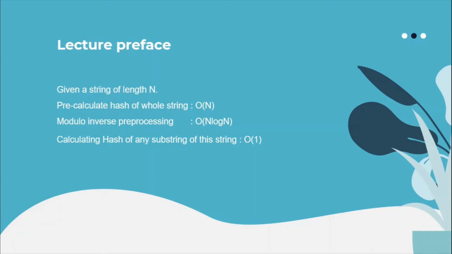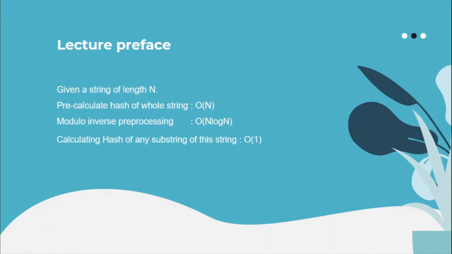Suppose you are given a string of length n. What we will be doing is pre-calculating the hash value of the string, which would require big O of n time. We will also be pre-processing, basically calculating and storing, some modular inverses, which will require O of log n time, and I'll be showing you how. Then after these two pre-processing steps, you can calculate the hash value of any substring of the given original string in big O of one time.